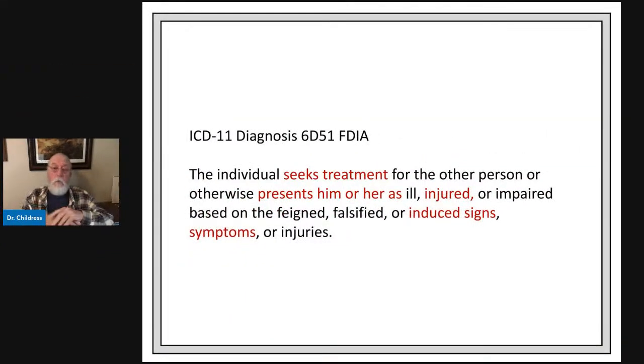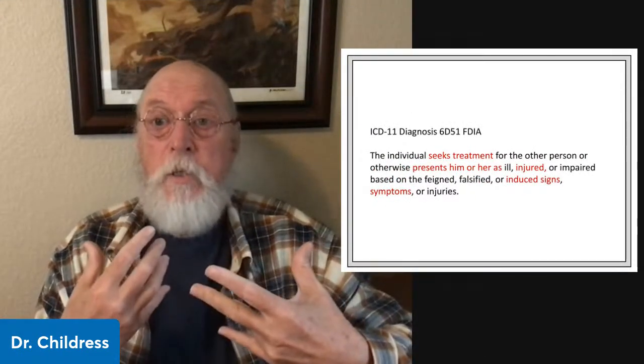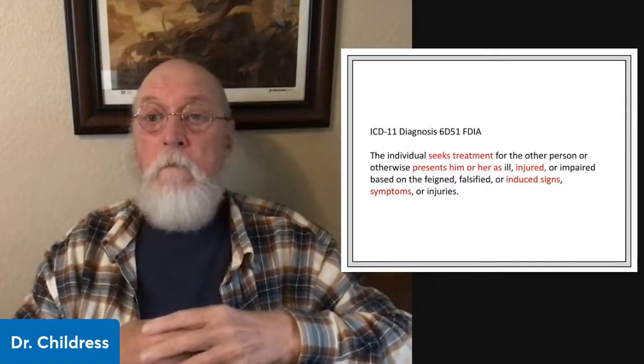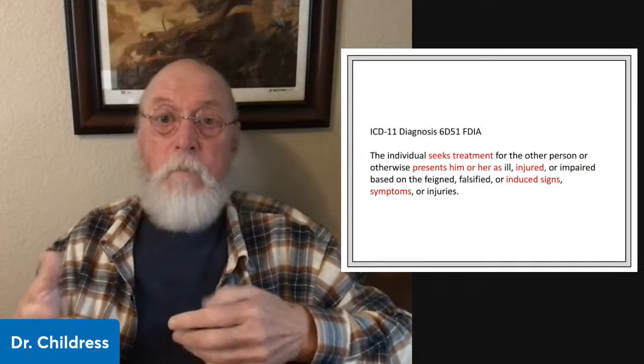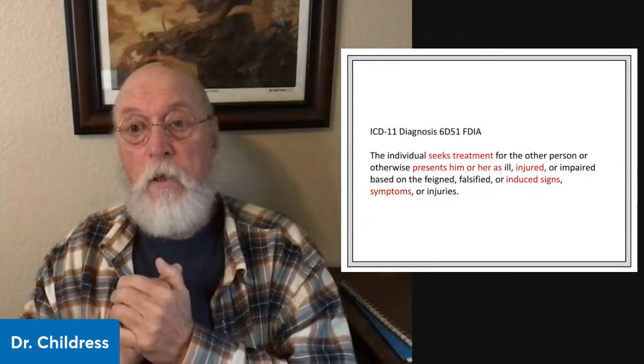The second criteria here is the individual seeks treatment for the other person or otherwise presents him or her as ill, injured, or impaired based on the feigned, falsified, or induced symptoms. So again, we apply that diagnostic criteria. The allied parent is seeking treatment or court orders for protection for the child, and presents the child as being injured by the parenting of the targeted parent.